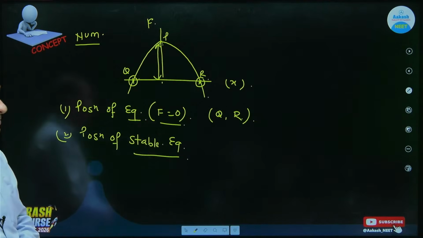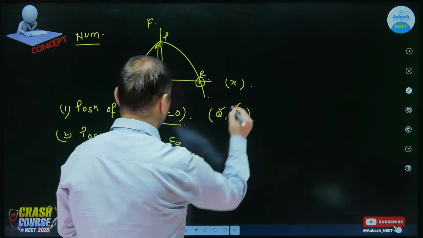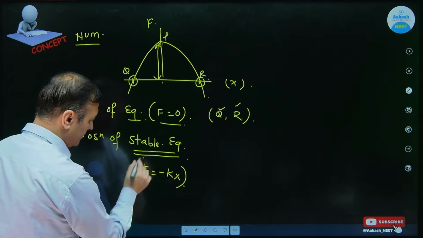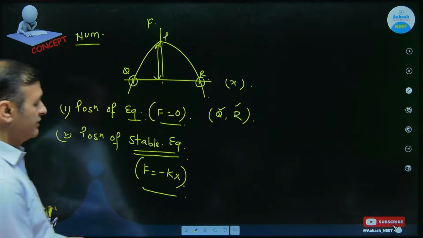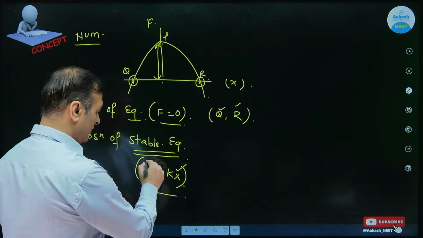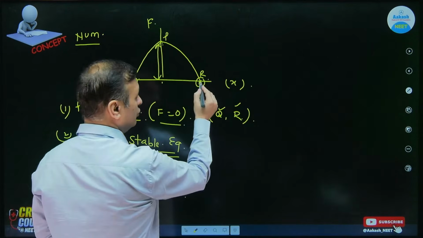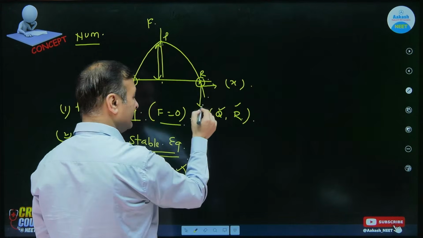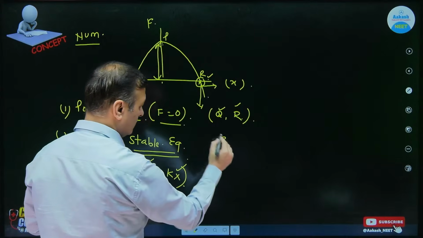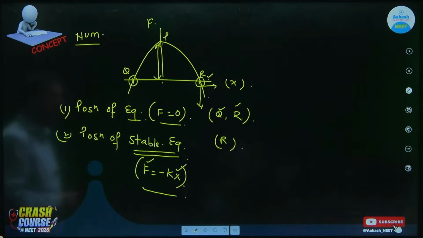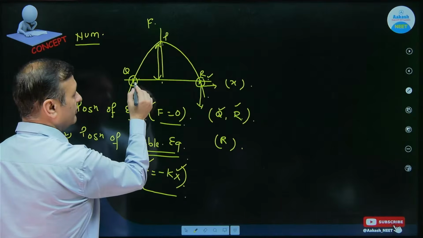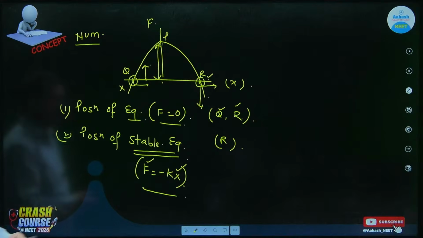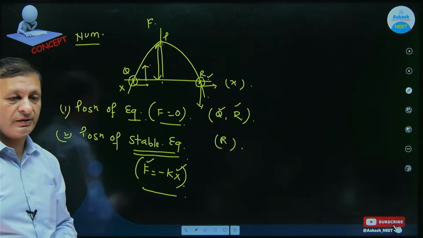Then we have to find out the stable equilibrium. So out of these two, we know for stable equilibrium, we have F is equal to minus Kx. So it means with the increase in value of x, F has to decrease. So when you move from this and increase the value of x, the value of force decreases. So this is the position of the stable equilibrium. In this situation, when you increase the value of x, force increases. So this is not the position of stable equilibrium. You got it?